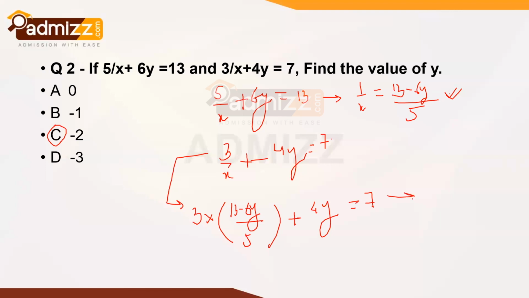Now you can directly solve this equation since we've only got one variable here. You multiply these, take the LCM, and then solve for y, and y comes out as minus 2. This is pretty basic, right? So for those of you who tried to take the value of x and solve this, that works as well since x is in the denominator. Nothing really bad happens, right? But you can directly take 1 over x and solve it that way as well. Is this clear to everyone?